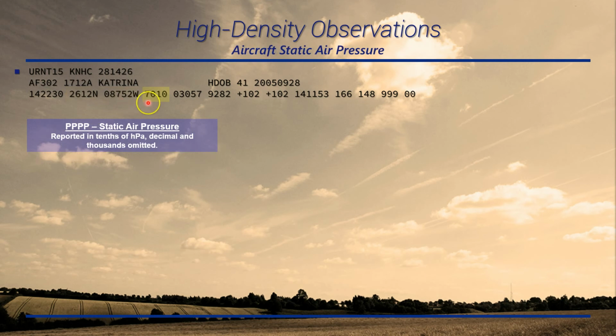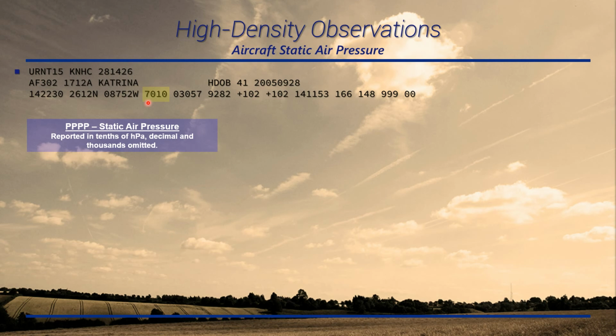Moving on to the next column is our static air pressure. This is the pressure where the aircraft is at. Now, typically the aircraft try to fly at a standard atmosphere. This particular case, this is reported in tenths of a hectopascal. The decimals and thousandths, if required, are omitted. So in this case, the aircraft is flying at 701 hectopascal. Generally, you will see aircraft flying at 700, 850, 925, and 1000 hectopascal.